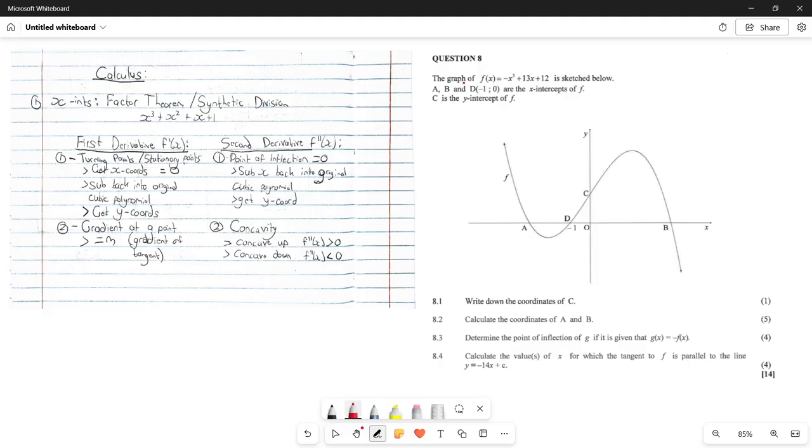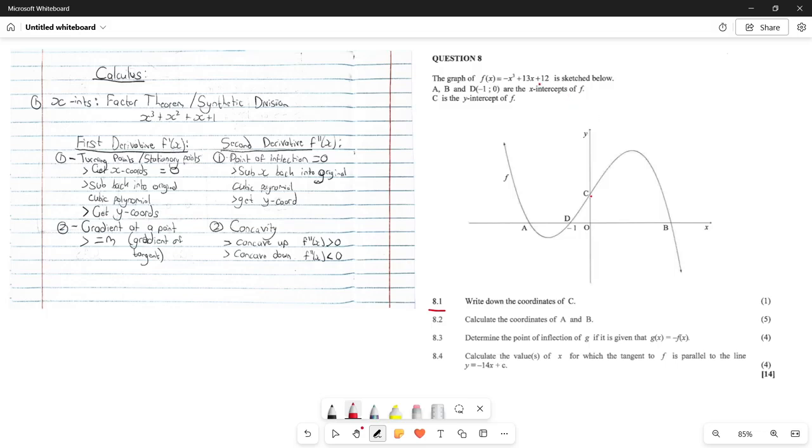So question 8, the graph of f of x equals negative x cubed plus 13x plus 12 is sketched below. A, B, and D is negative 1 and 0, are the x-intercepts of f. C is the y-intercept of f. Okay, cool. So this is our cheat sheet. We'll reference it as we move. But right now, question 8.1, it says write down the coordinates of C.